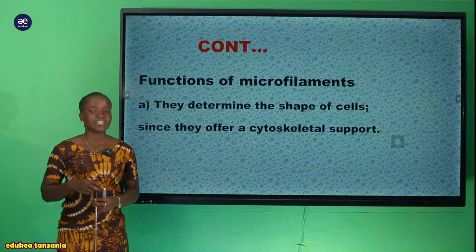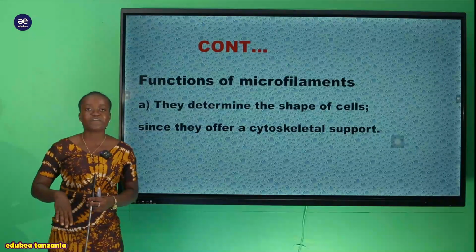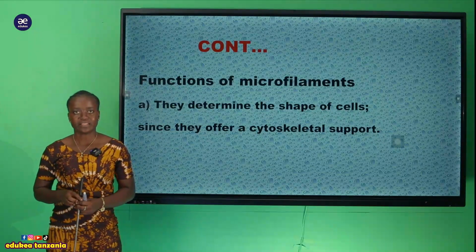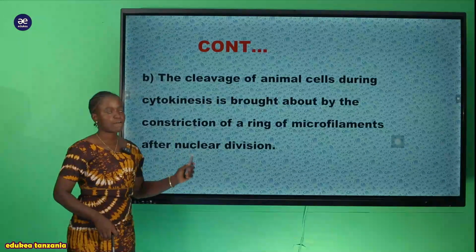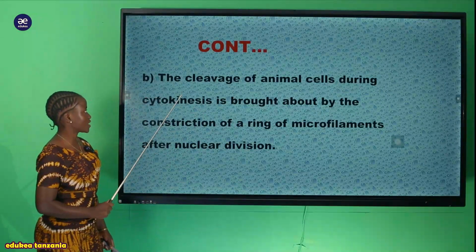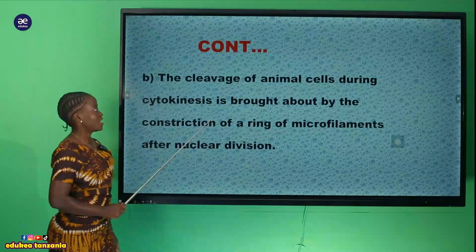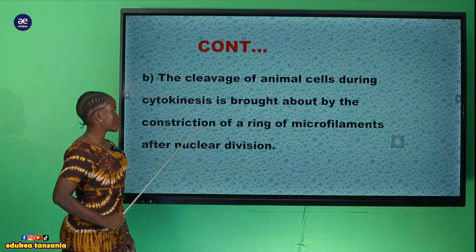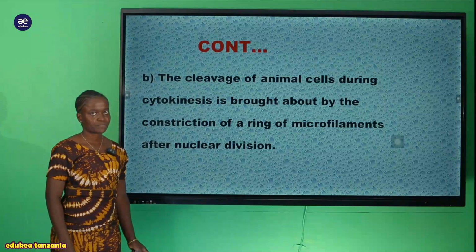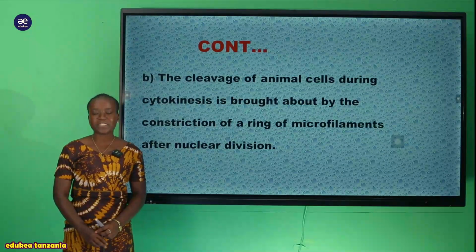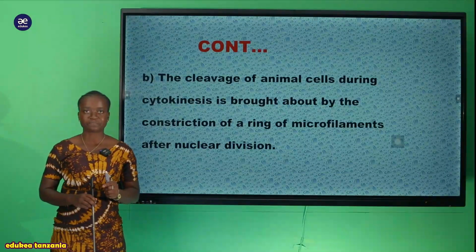So remember, these are the cytoskeleton, and the function of the cytoskeleton is just to provide the shape of a cell. So that is the first function of the microfilament. And another function, we can say that the cleavage of animal cells during cytokinesis is brought about by the constriction of a ring of microfilament after nuclear division. So now you can see the importance of this cytoskeleton, that is microfilament or actin filament.